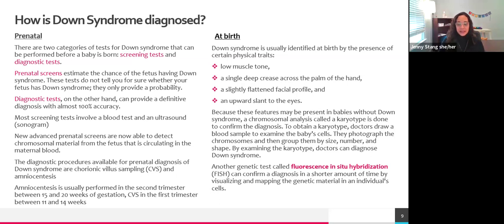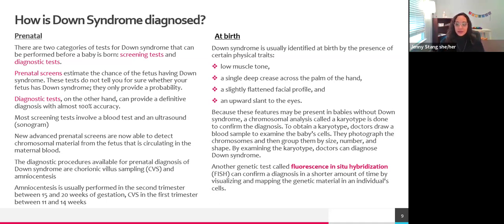Most screening tests involve a blood test and an ultrasound, also known as a sonogram. Blood tests are also known as serum screening tests. They measure quantities of various substances in the blood of the parent. They factor that in together with the age to estimate the chance of a child having Down syndrome. Blood tests are often performed in conjunction with a detailed ultrasound to check for markers, quote unquote. These are characteristics that some researchers feel may have a significant association with Down syndrome.